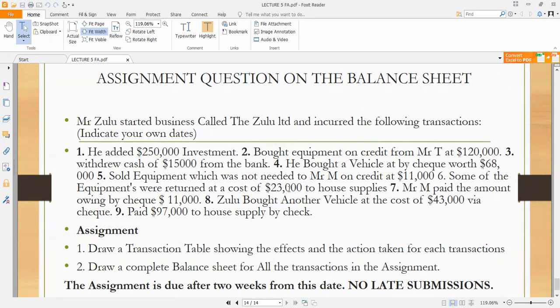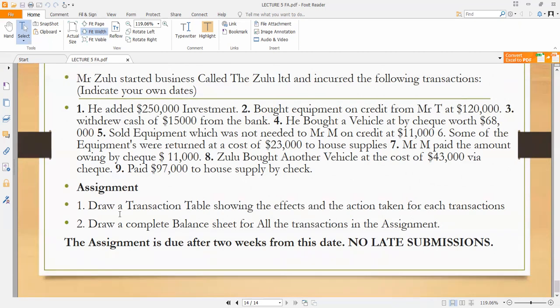Now, that is to house supplies. Then seventh, Mr. M paid the amount owing by check. Then eighth, Zulu bought another vehicle at the cost of 43,000 US dollars via check. The last task the business did during that time: he paid 97,000 to house supplies by check.